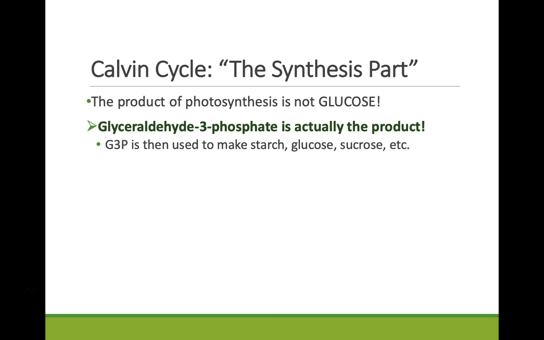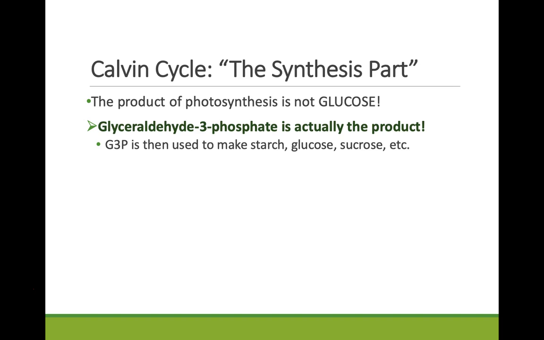So the actual product of the Calvin cycle is not glucose. And I know I say it sometimes in the video, and it's a hard habit to break, because the overall chemical formula is written as carbon dioxide and water produces glucose. And the reason that we say that is it makes a nice balanced chemical equation, and because glucose is a really common sugar molecule found in the cells.